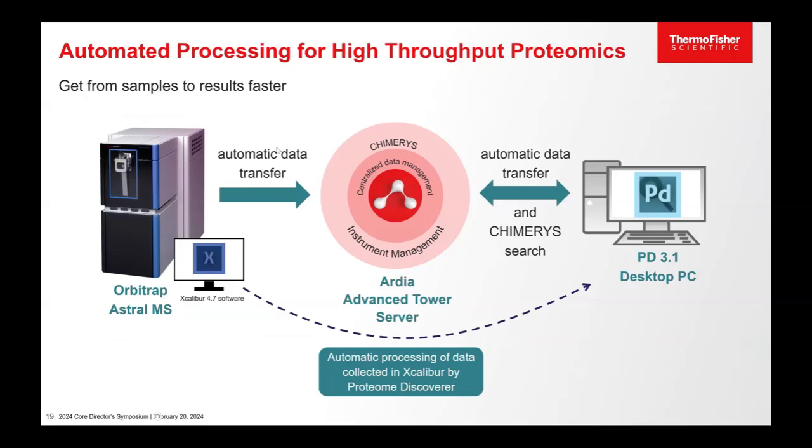So the way the automation will work, as I showed, is the data will get uploaded to Chimerys, to Ardia. Ardia will then send it over to the PD data analysis PC, which will then run the workflow and save the result back on that Chimerys server. And it'll happen one by one, immediately post-acquisition, after you acquire each data file.